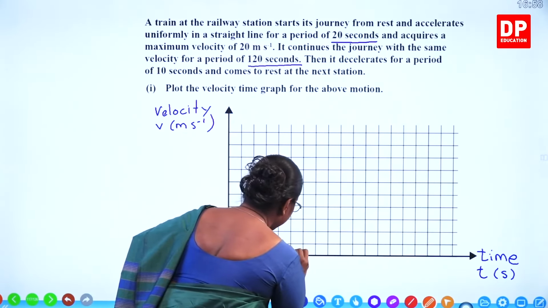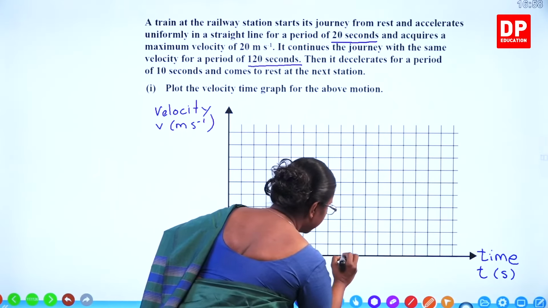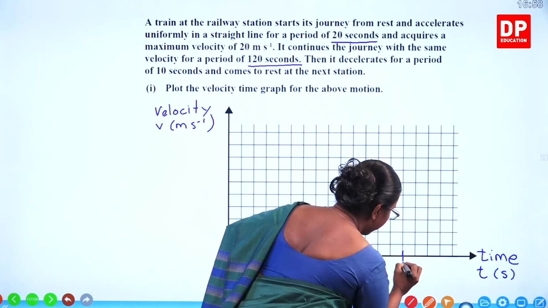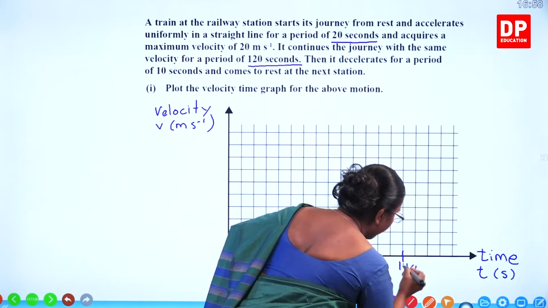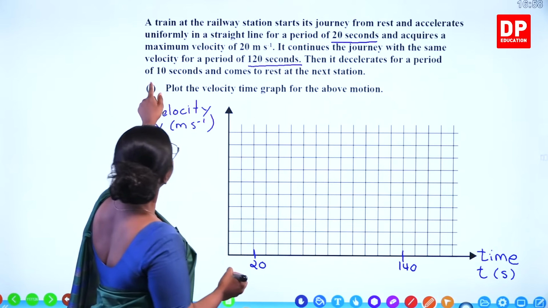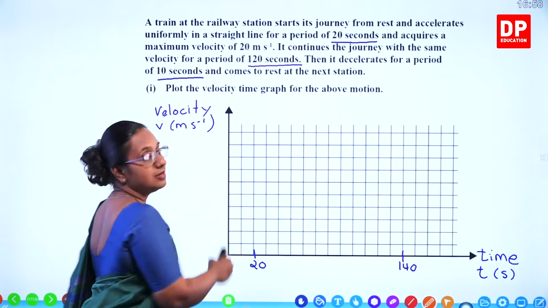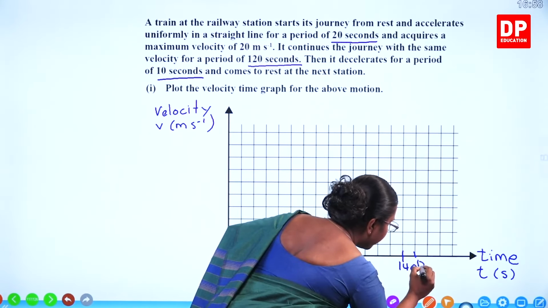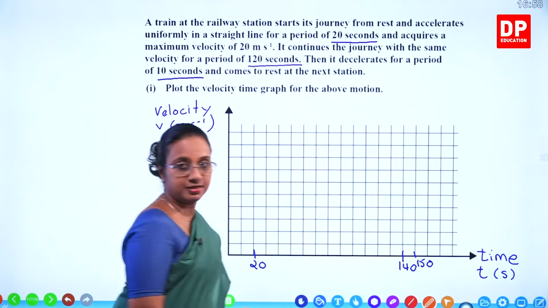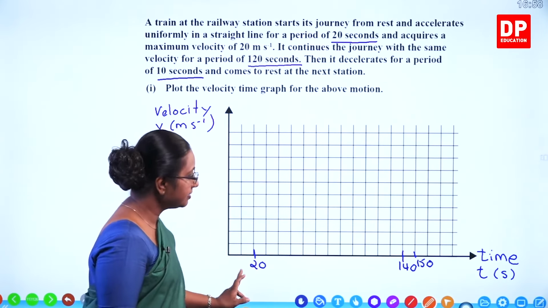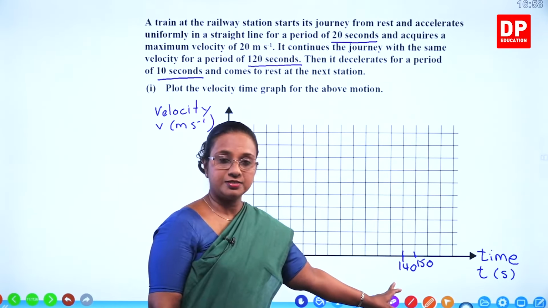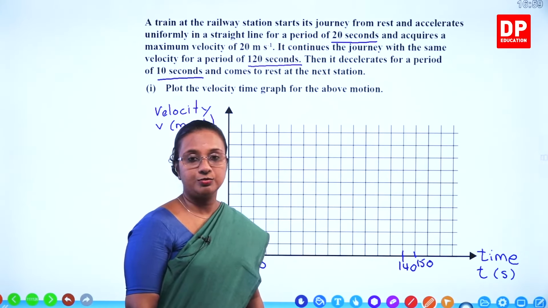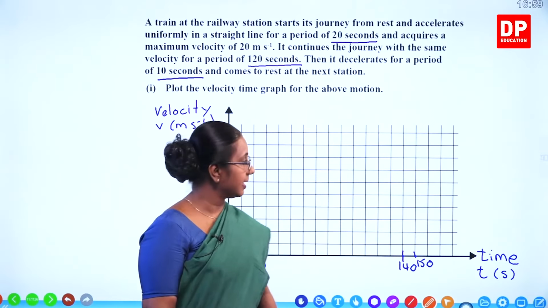So, 30, 40, 50, 60, 70, 80, 90, 100, 110, 120, 130. We can mark it up to 140 seconds. And finally, another 10 seconds. So, it will move up to 150 seconds. First 20 seconds, then another 120, so it's 140 seconds. And finally 10 seconds, so it's going to be 150 seconds.